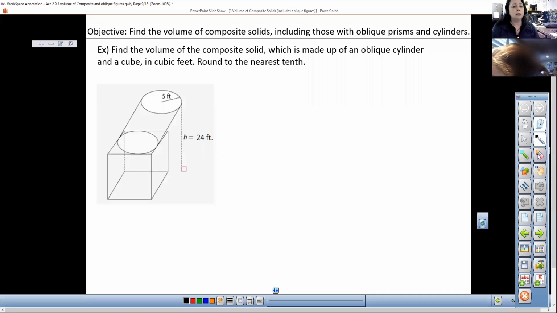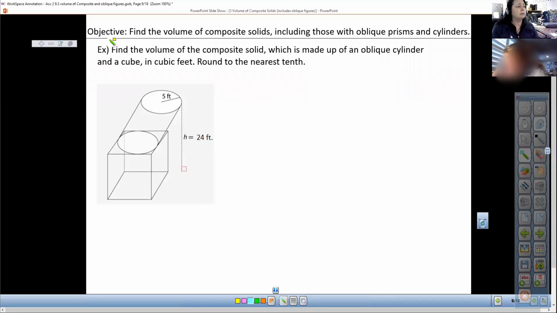All right, so now let's take a look at this problem where, again, we're going to find the volume of a composite solid. This one is a combination of a cylinder, an oblique cylinder, because we can see it's kind of leaning, and a cube. So we have an oblique cylinder and a cube. And we want our answer to be in cubic feet, which is okay because the 5 and the 24 are both in feet. And when we're all done, it looks like we'll probably have to round.